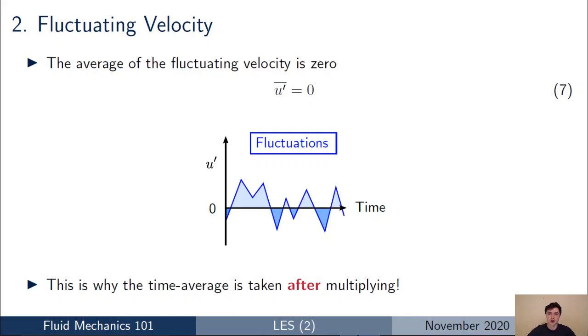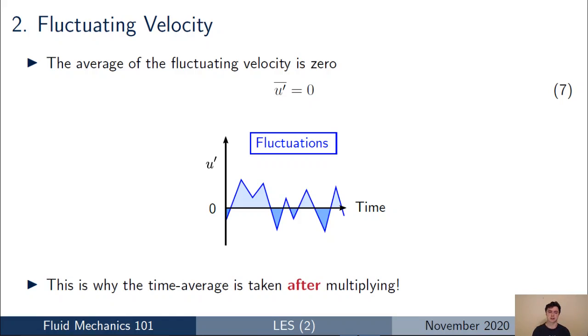So what this means in practice is that when we calculate the Reynolds stresses, we need to multiply the velocity components together first and then take the time average. Because if you took the time average first, the time average would be 0, and then 0 multiplied by 0, of course, is still 0. So just a small point on notation there.